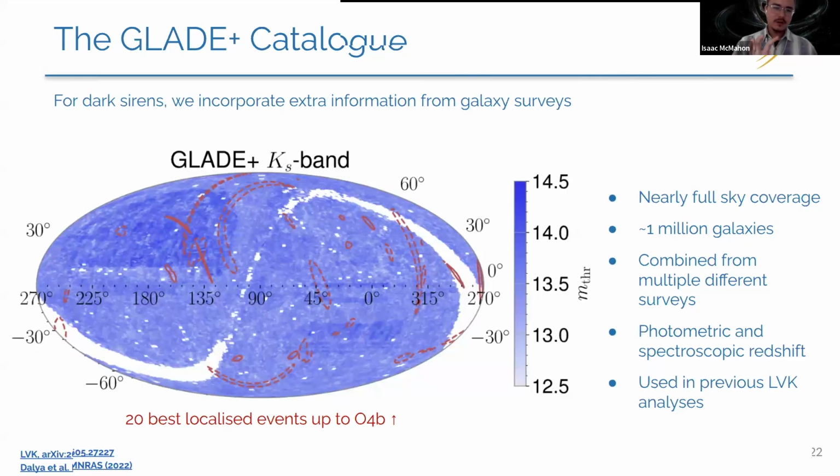So you can see here on this plot that there are 20 events that are plotted in red. These are the localization area of our best localized events in O4b. And so these are what are expected to be the most consequential for our results. And this catalog covers the area of these events quite well. And so this is the standard for LVK analyses, at least in the past. And it's continuing now into this analysis as well.